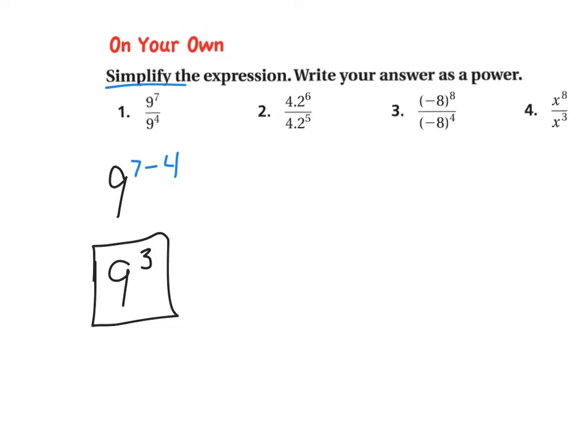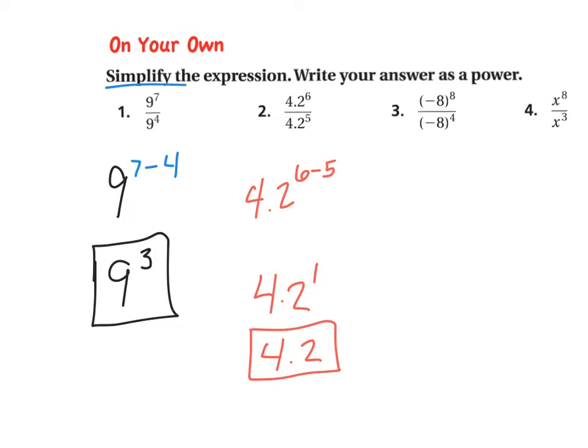All right, number 2, same base, which is 4.2. That looks like 4 times 2, 4.2. And then the exponents we're dividing, so we actually subtract. So we're going to get 4.2 to the power of 1, which is just 4.2. Okay. Number 3, we have a -8 over -8, same base, good. So we have -8 to the power of 8 minus 4. Okay, so -8, what's 8 minus 4? You should get 4.